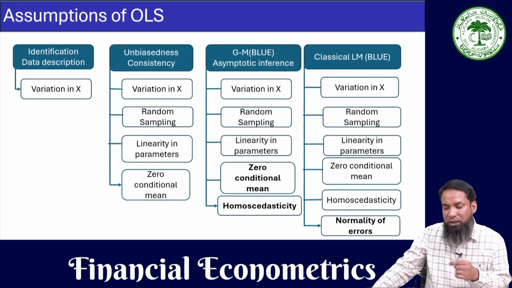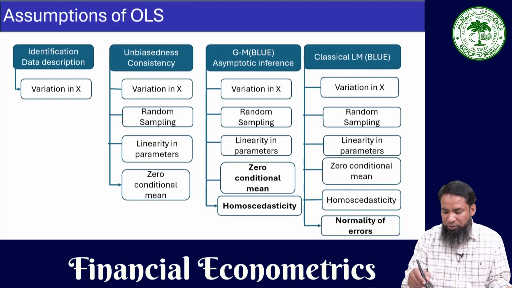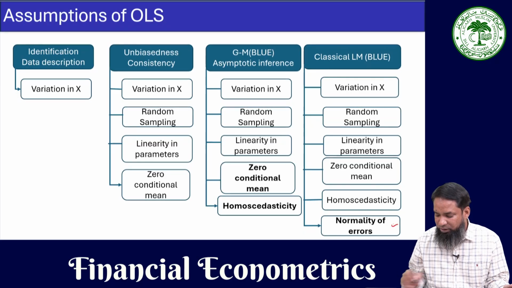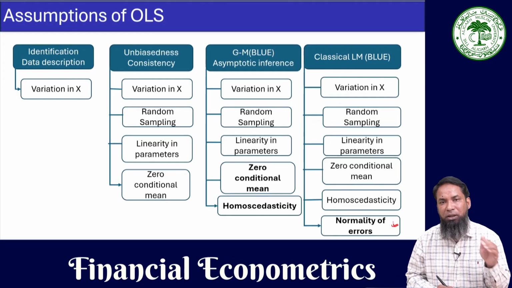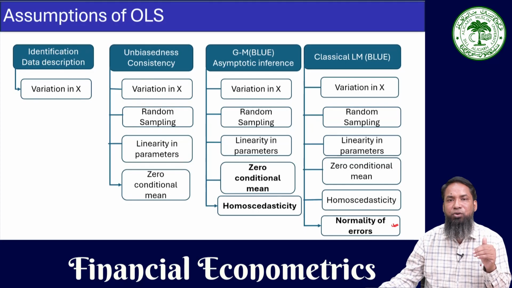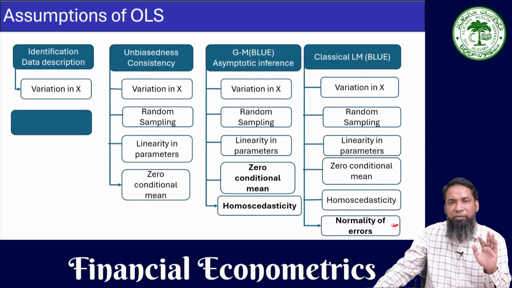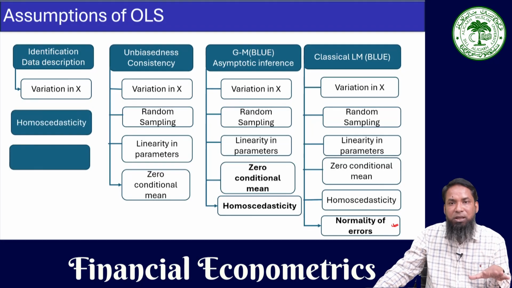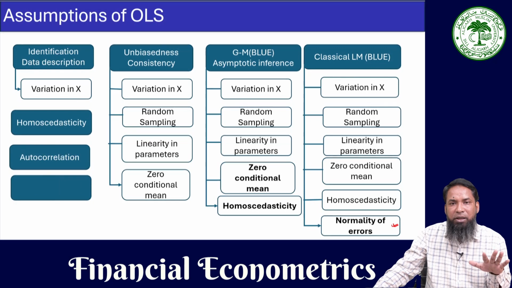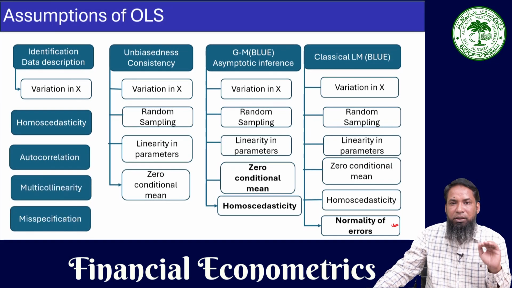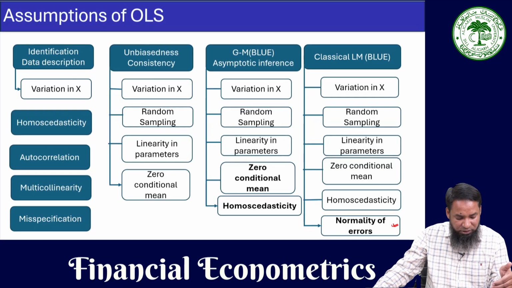Similarly, the classical linear regression model, in addition, must satisfy the normality of errors. More than that, we have also assumed no autocorrelation. So when we talk about the violation of assumptions, we will talk about the assumption of homoscedasticity, the assumption of no autocorrelation, the assumption of no multicollinearity, and the assumption of no specification error. These four are very critical assumptions, and we will talk about these.